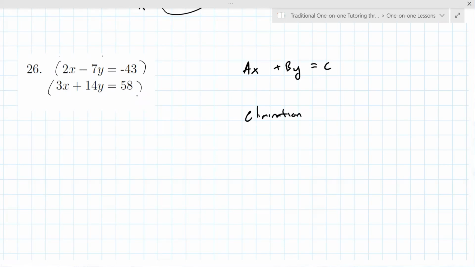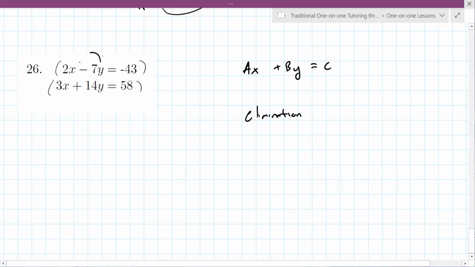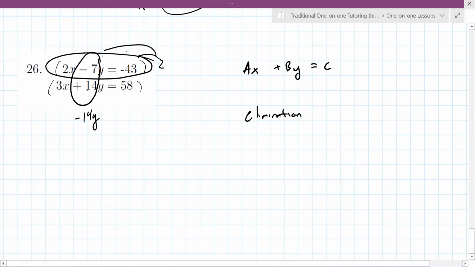I don't remember. Okay, so when you look at the numbers 2 and 3, minus 7 and 14, what should jump out at you is that minus 7 and plus 14, 14 is a multiple of 7. 3 is not a multiple of 2. And what that means is you want to do something with this first equation to get that minus 7y to become minus 14y. Well, how do you do that? You multiply everything by 2. So 4x minus 14y equals minus 86. And then you write the other equation below it.